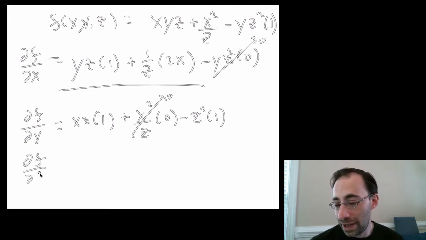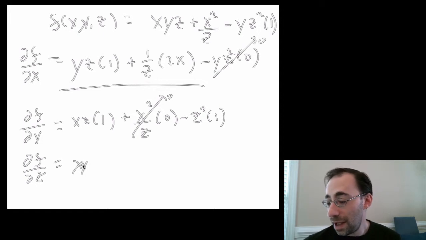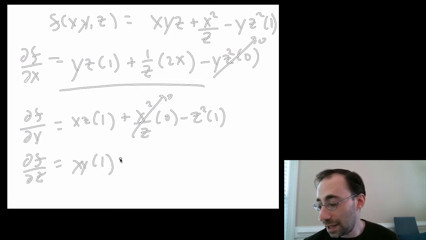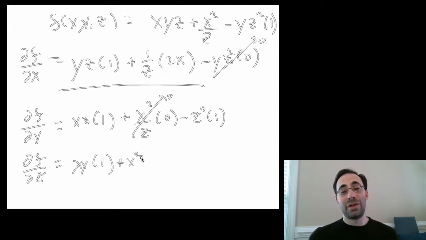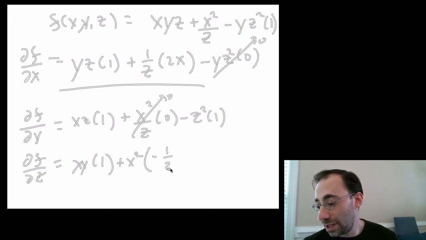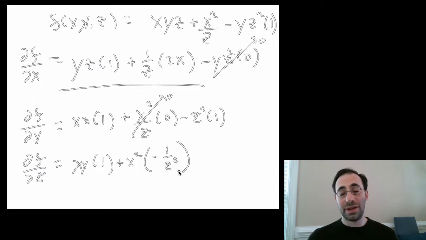And finally, the very last one, the constant in the first place is xy now, and the derivative of z is just 1. Now here, the constant is x squared. The derivative of 1 over z, remember, is negative 1 over z squared. If you remember that 1 over z is z to the negative 1, you pull down the negative 1 out front. That gives you that negative 1 right here. And then you subtract 1 from the exponent. Negative 1 minus 1 is negative 2. And z to the negative 2 is the same as 1 over z squared.